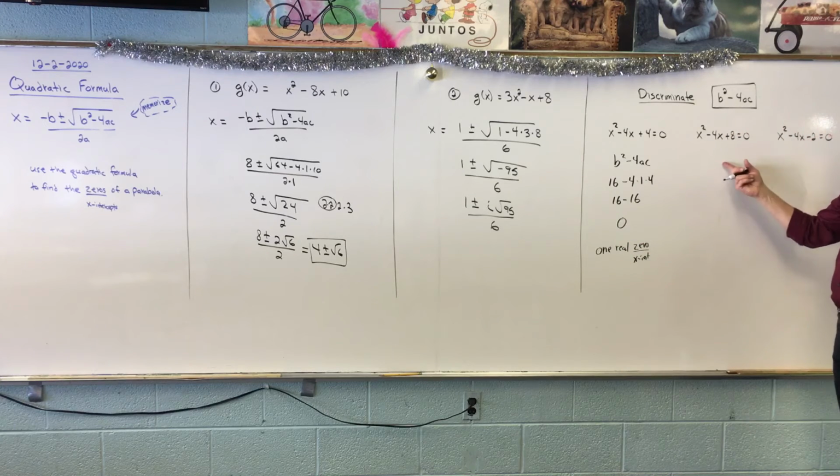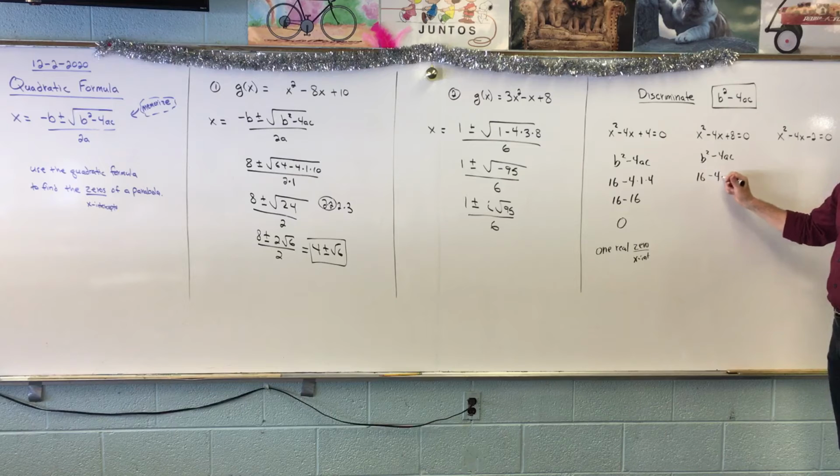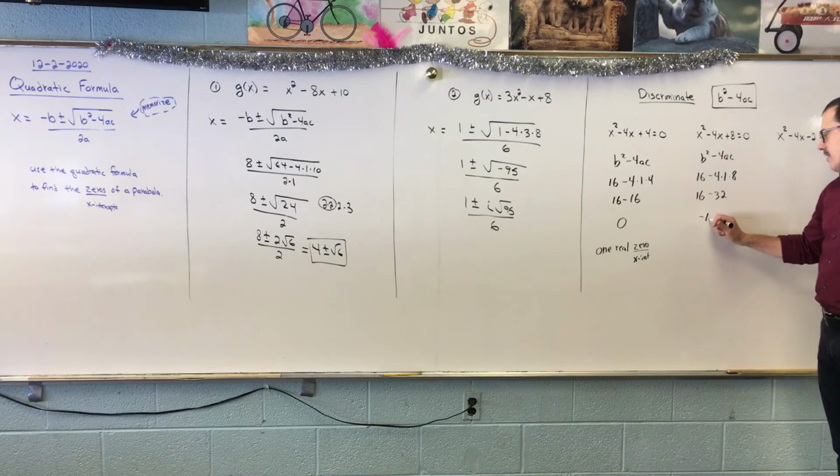All right, next one we're going to try is this one. So I'm going to start out with b squared minus 4ac. So b squared would be 16, minus 4 times a is 1, c is 8. So now we end up with 16 minus 4 times 8 is 32. So I end up in this one with a negative 16.